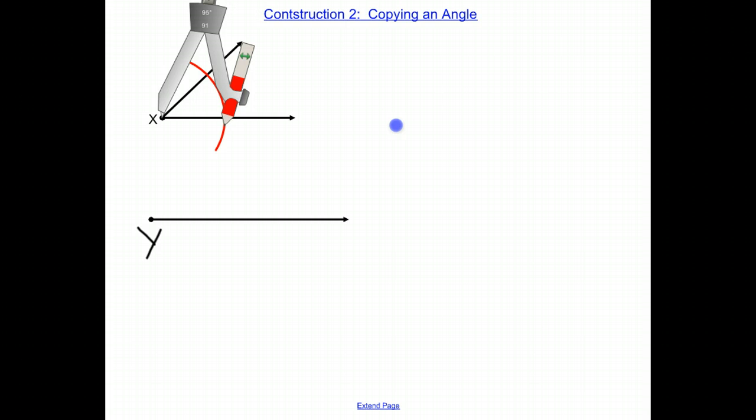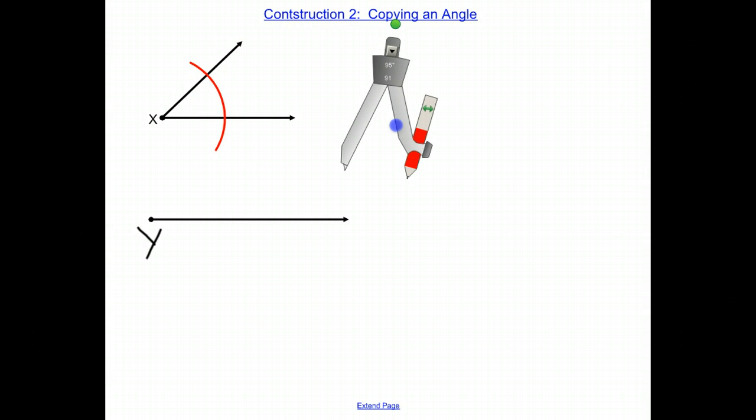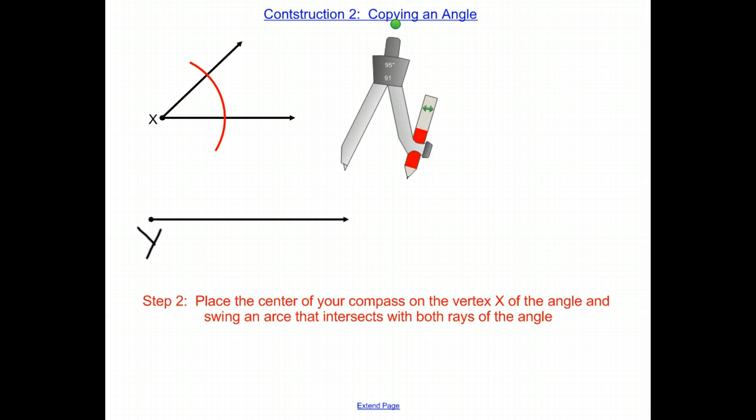This is another case where it doesn't matter what size we set our compass on. We want it to have a good size arc so it's easy for us to work with. We don't want it to be too small because it's too hard to take the measurements of that as we move forward in the process. We just want to make sure that the arc that we have here is big enough so that we can use it, and we also want to make sure that we do not change the length of our compass. So a quick review here. We're going to place the center of our compass on the vertex X and swing an arc that intersects with both rays of the angle.